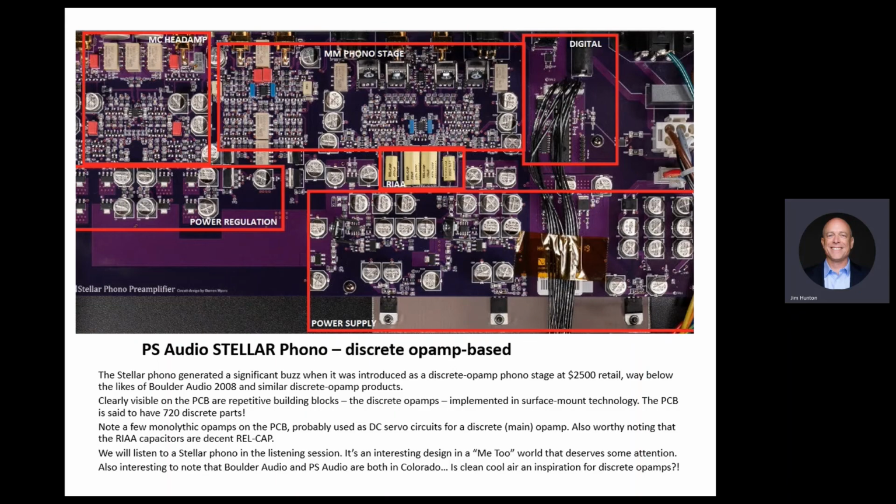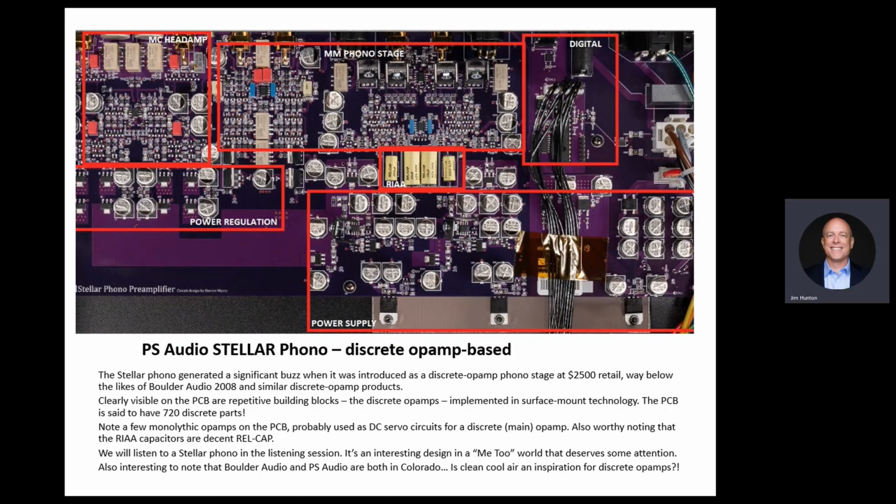Now, discrete means it's made of individual parts, individual resistors, transistors. Versus an off the shelf op-amp, which is just, they took all these devices and put them on one piece of silicon. You don't have a choice. Here you have a choice.